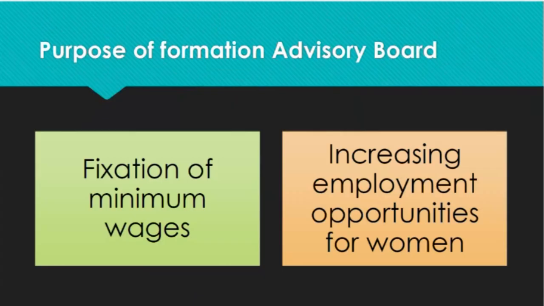Then we looked at the advisory board. The Central Advisory Board will be formed to help the central government decide on fixing floor wages, and the State Advisory Board's aim is to help the state government fix the minimum wages. They also have other objectives like improving the employment opportunities of women.